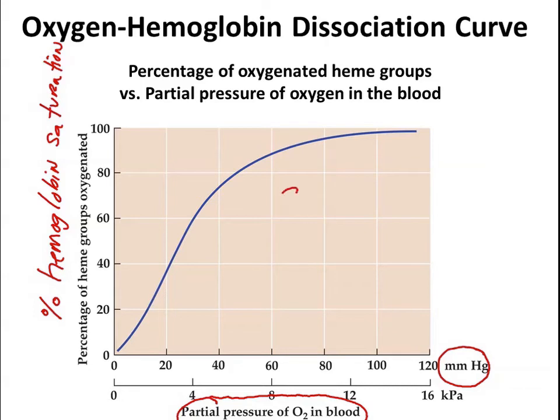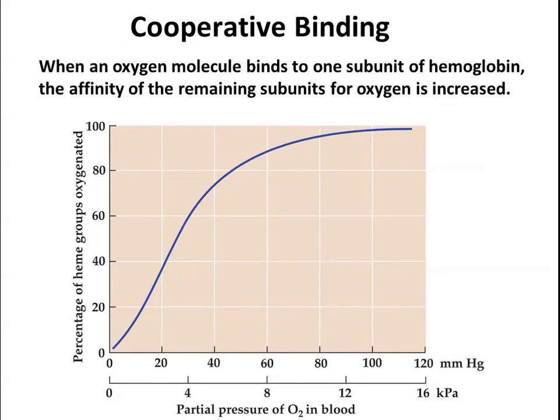The shape of the curve is what we call sigmoidal, or sigmoid, and that's shaped a little bit like an S. And we'll talk about the significance of that shape in the next slide. The sigmoidal shape of the oxygen-hemoglobin dissociation curve is typical for multi-subunit molecules that exhibit what we call cooperative binding.